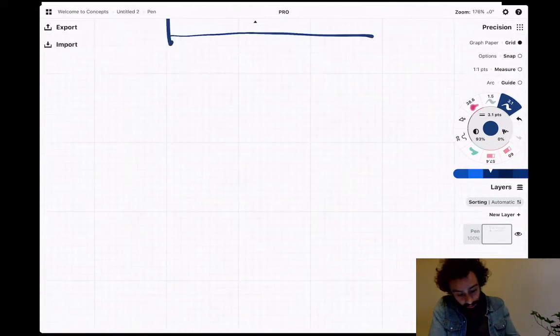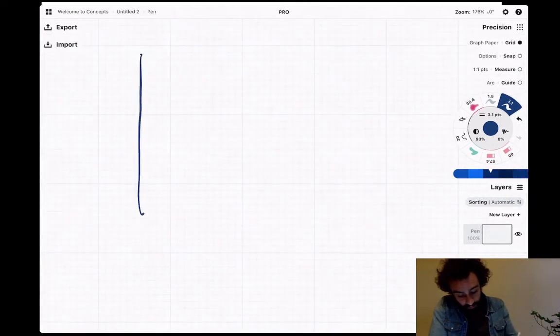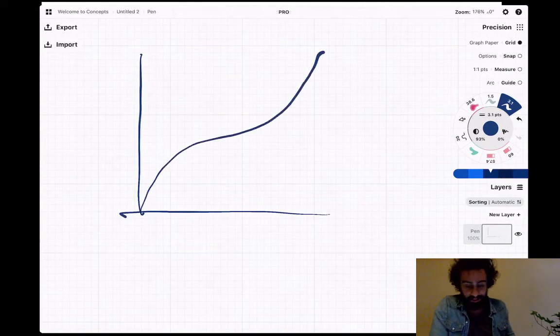Often we think of the total cost function as sort of having a cubic type look. So something that's a little bit like this. So it's sort of concave in the beginning and then convex in the end.